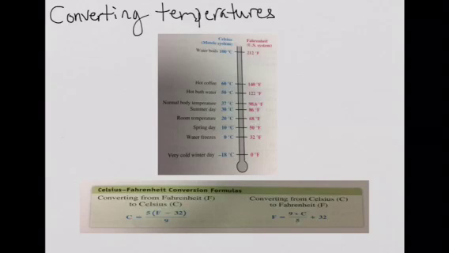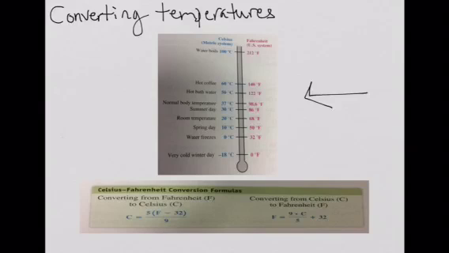Alright, so here we have two pictures. The first one is how the metric system in Celsius relates to our Fahrenheit. If you just look at this chart here, you notice that the temperatures are different. So for instance, water boils at 100 degrees Celsius, where it boils at 212 Fahrenheit. So there's a big difference between these two, and so it's good to know how to convert between the two.